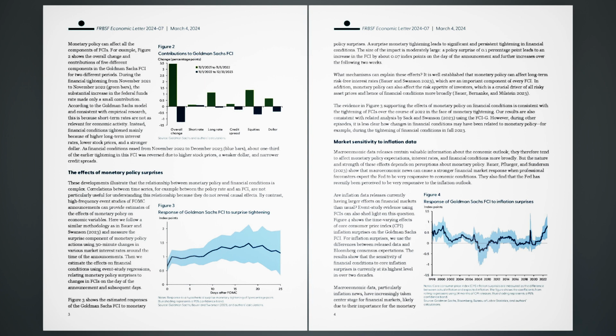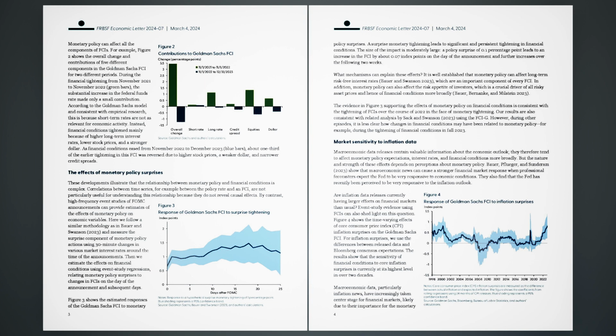Here we follow a similar methodology as in Bauer and Swanson, 2023, and measure the surprise component of monetary policy actions using 30-minute changes in various market interest rates around the time of the announcements. Then we estimate the effects on financial conditions using event study regressions, relating monetary policy surprises to changes in FCIs on the day of the announcement and subsequent days.